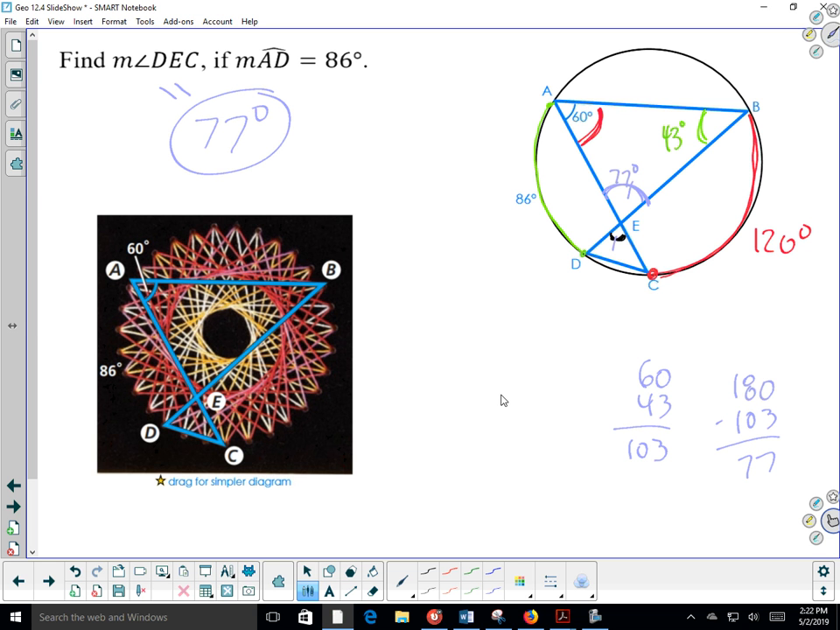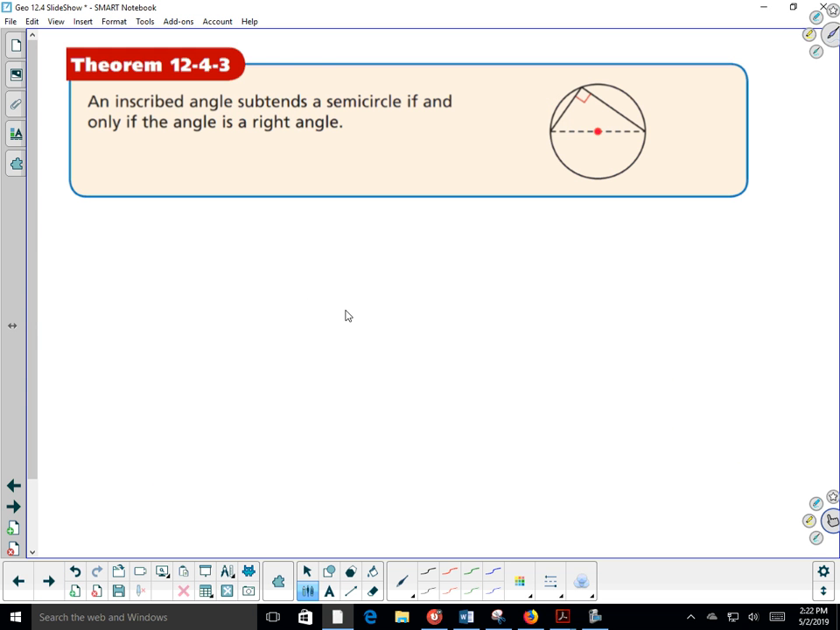Are we okay with that? All good? All right, cool problem. I like it. Let's take a look at this theorem. This one says an inscribed angle subtends a semicircle if and only if the angle is a right angle. So if you have an inscribed angle that is a right angle, that angle that you draw is going to hit an arc, of course, and they're saying guaranteed that arc is going to be a semicircle. Are we okay with that? Does that make sense?